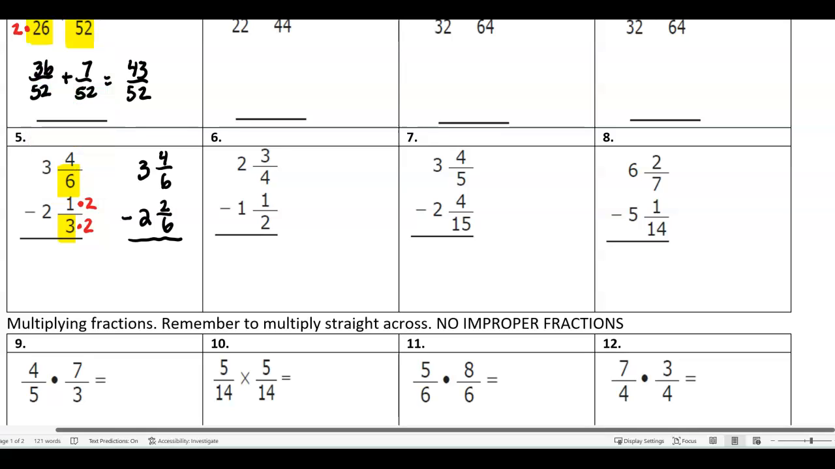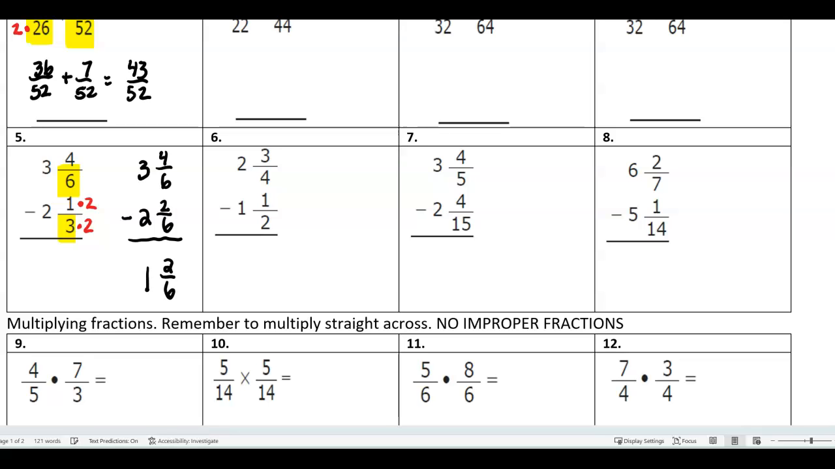Well, you're going to subtract your numerators. 4 minus 2 is 2, and 6 stays the same, and then you subtract your whole numbers. 3 minus 2 is 1. Now we have 1 and 2, 6. You can actually simplify this by dividing both by 2. You get your answer of 1 and 1/3.